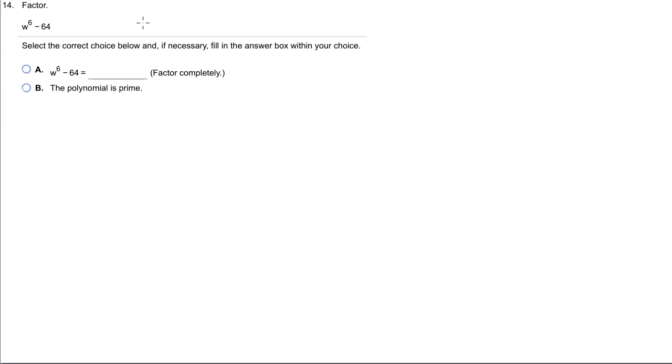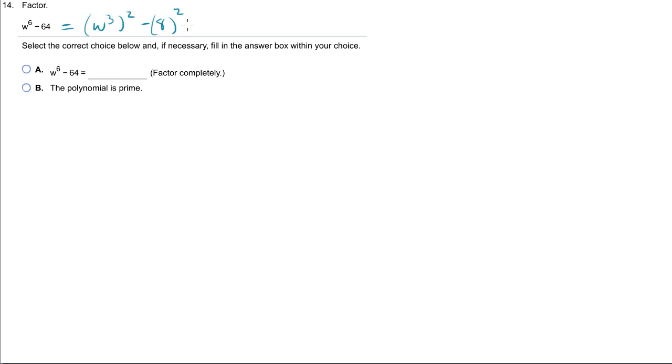Uh-oh. Let's factor this thing. Well, w to the 6th minus 64. I'm going to treat this as a difference of cubes. Difference of cubes? Or a difference of squares? That 6 is throwing me. Let's treat it as a difference of squares. Let's treat this as w cubed squared minus 8 squared.